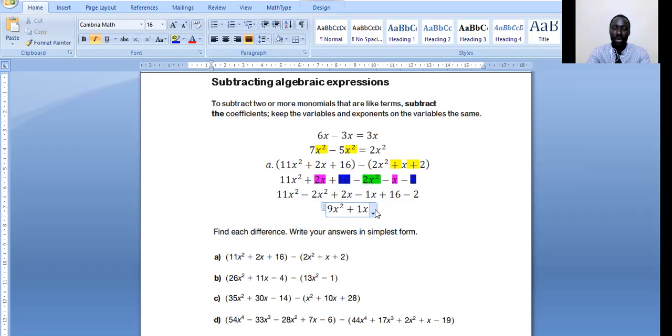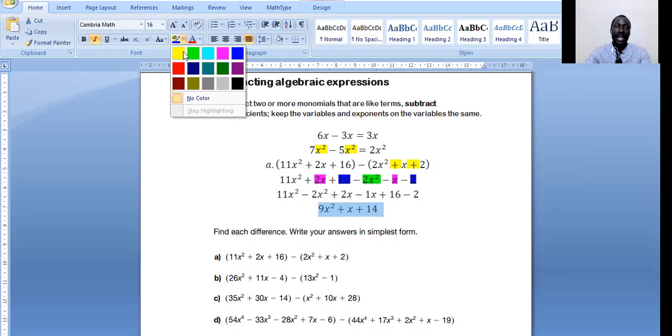Most of the time, we don't want to write this 1. It's not significant, so we can just replace it with x. Then finally, we have 16 minus 2, which gives us 14. And yes, this is the answer to the question of subtracting.